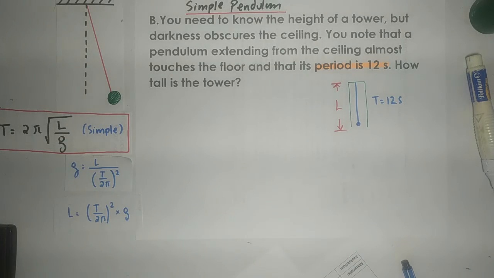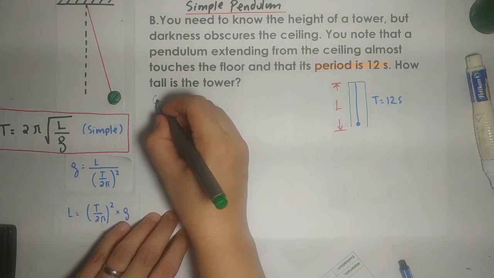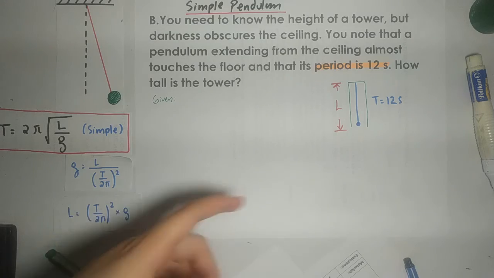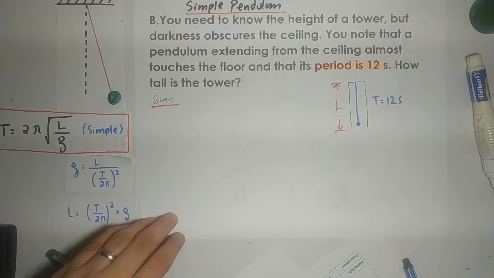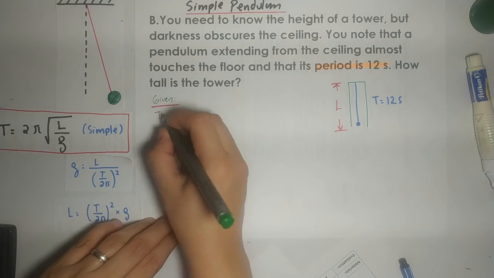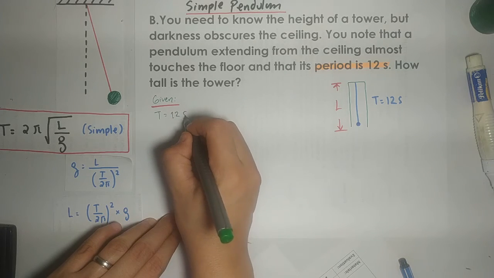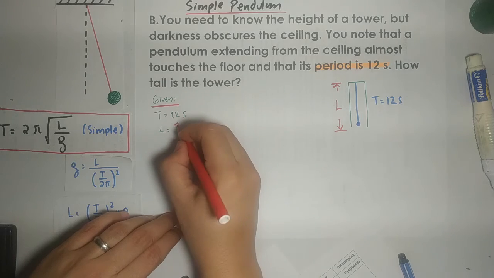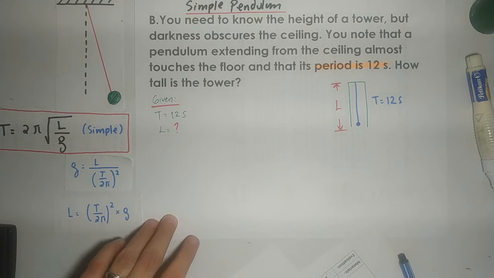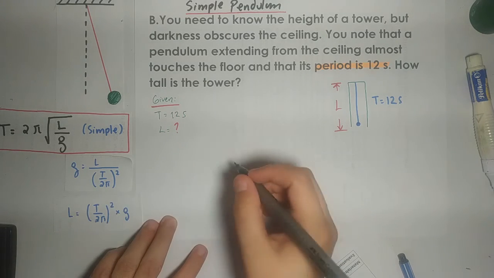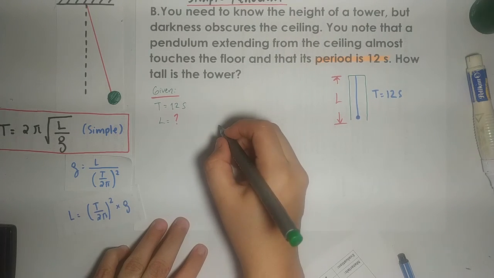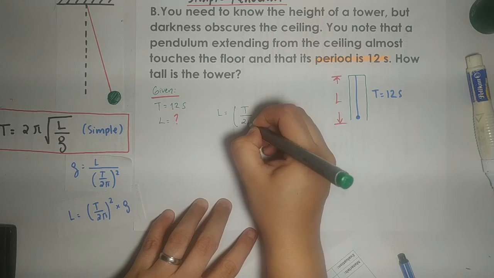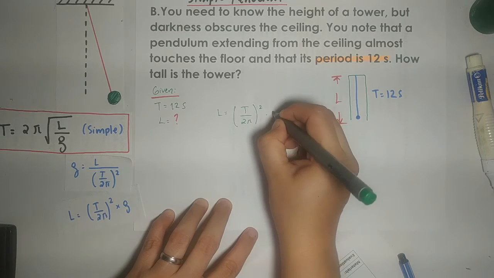So let's see how to solve the problem. First we take the givens. We already did the drawing. In the drawing I plug all the givens that I had. I have my period, which is 12 seconds, and I have my unknown, which is length. I don't know what it is, so I need to find it. I will use the equation that I have here for length, which is length equals the period over 2 pi to the second power times gravity.